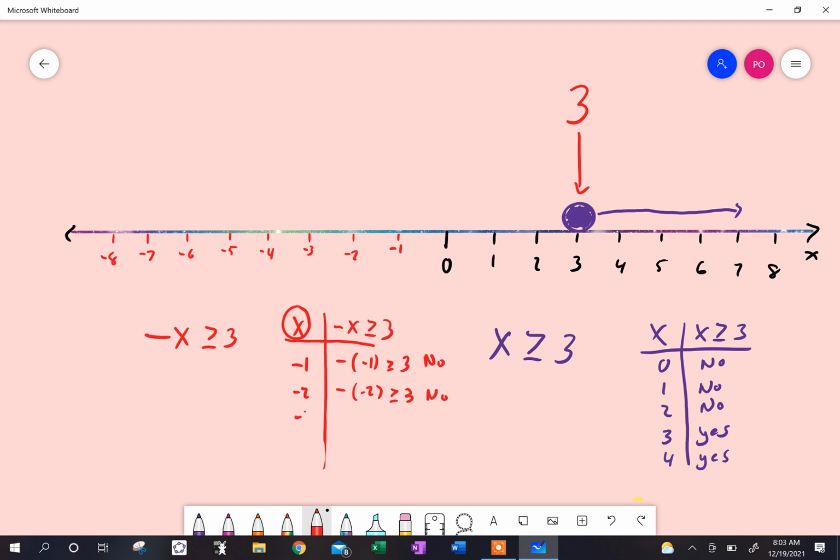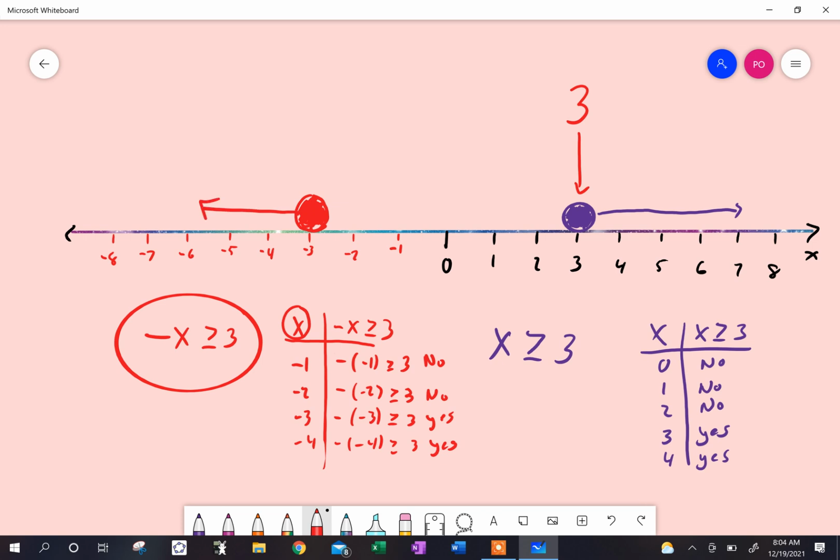Now I'm going to try negative 3, and then negative 3 is greater than or equal to 3. It's 3. So this works. Oh, all right. Negative 4 becomes a negative 4 is greater than or equal to 3. And that also works. So it looks like when x is negative 3, this inequality statement is true. And what's more, anytime these values are less than or equal to negative 3, they always work. So you might be thinking, well, goodness me, how am I supposed to remember that?